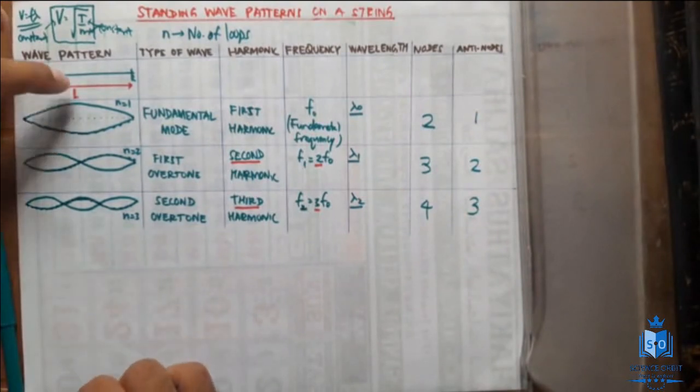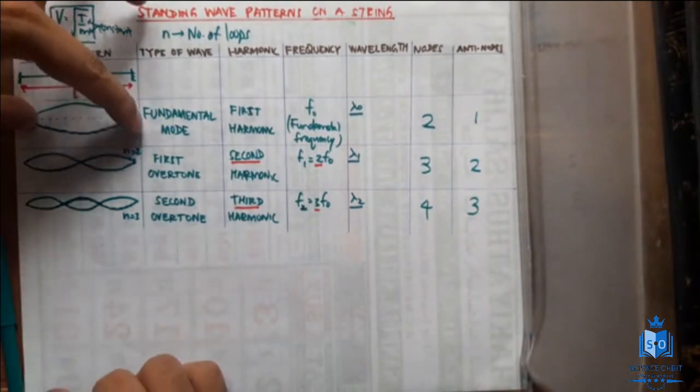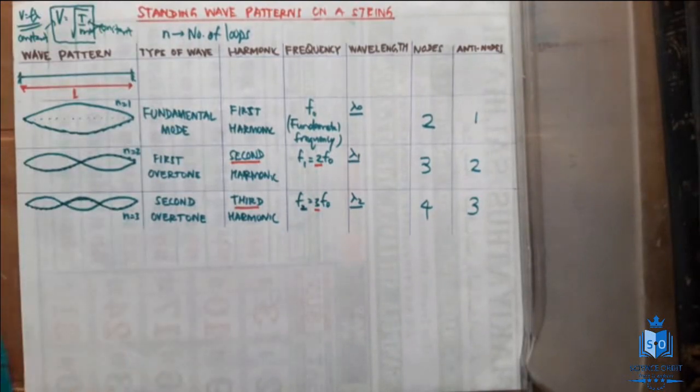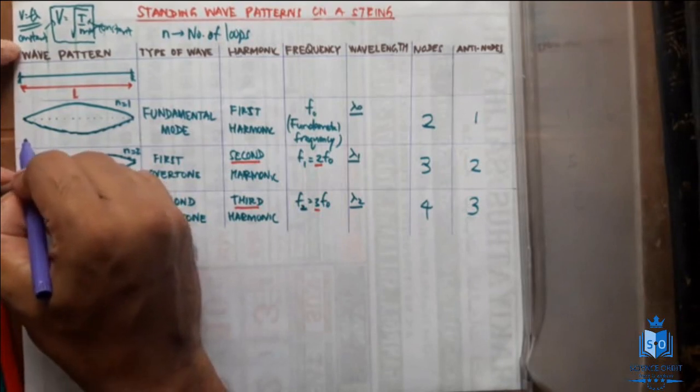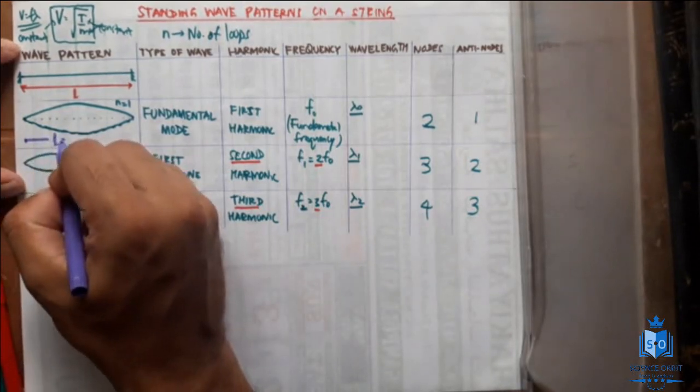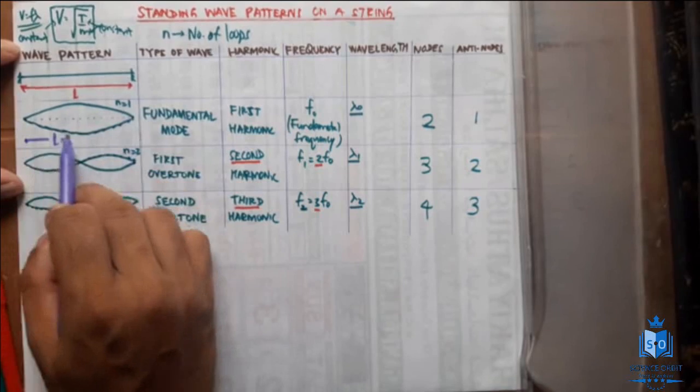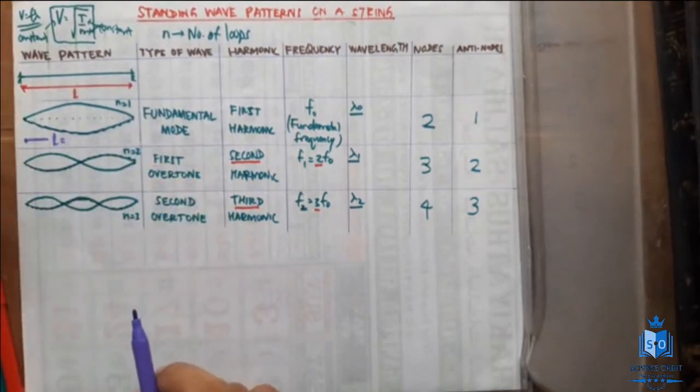Now, the length does not change, right? Length is L. And what is the relationship between length and lambda in this case, if you take this case? All right. So, I will mark the length, I will choose another color. Now, this length is L, and there is only one loop. Do you agree with me? There is only one loop, and if there is one loop, what is the length of that loop?